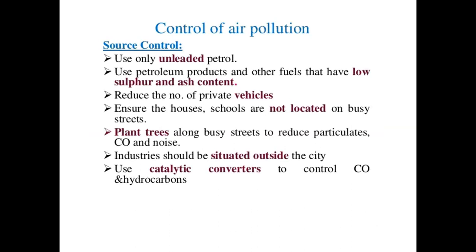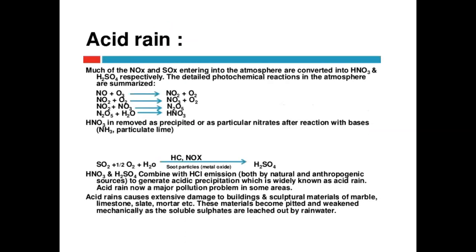So these are very harmful products, and these are responsible for acid rain also. One of the products is called sulfuric acid and nitric acid, which are produced due to air pollution, and that is responsible for acid rain. So students, as we know, the oxides of nitrogen and oxides of sulfur, that is HNO3 and H2SO4, are basically responsible for acid rain.